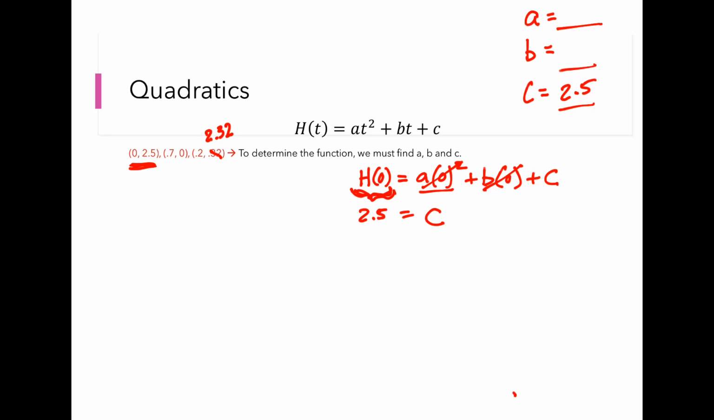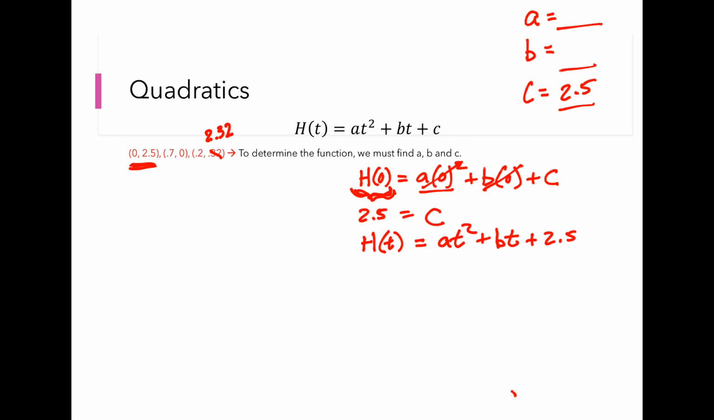Generally, my c's tend to be the initial values at time equal to 0, or whatever the independent variable is representing. So now I can rewrite this general equation as h of t equals a t squared plus b t plus, I've got one of them, 2.5. So let's go ahead and put it in there.